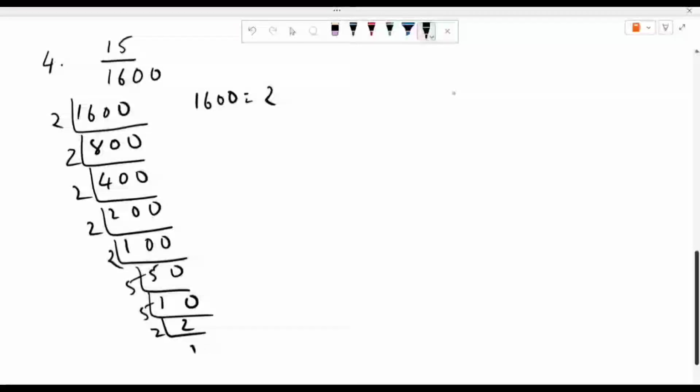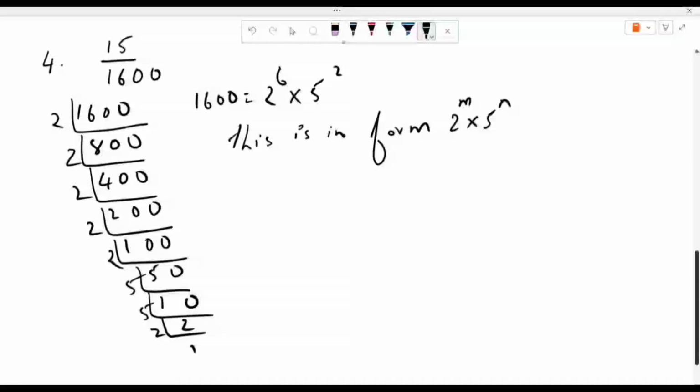1600 as 2. How many times? 1, 2, 3, 4, 5, 6 times. 2 to the power of 6 into 5. How many times is there? 2 times is there. So this is in the form 2 to the power of m into 5 to the power of n. So this is a terminating decimal, because it follows the form here.